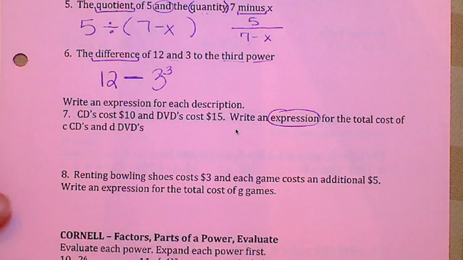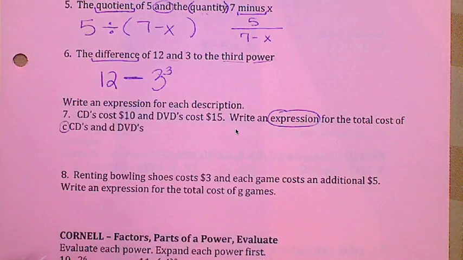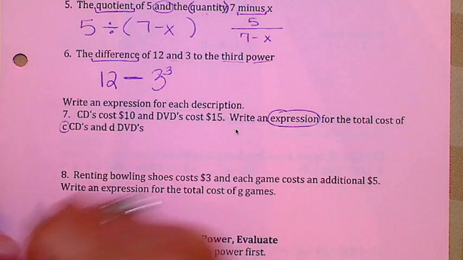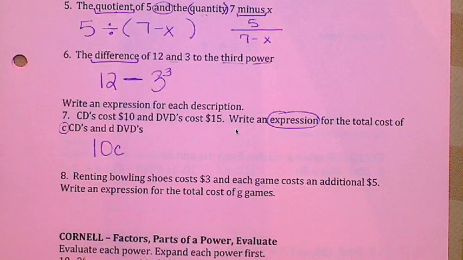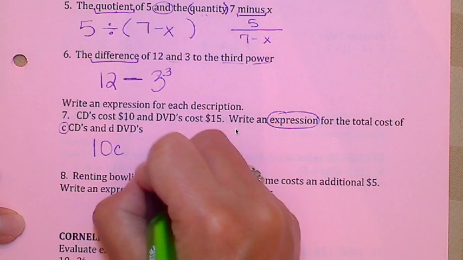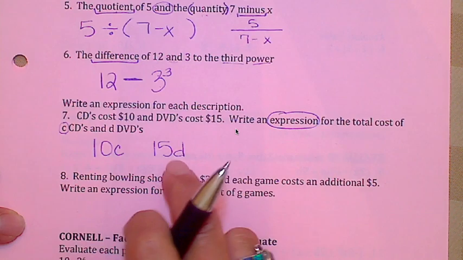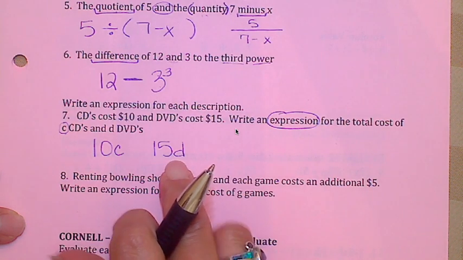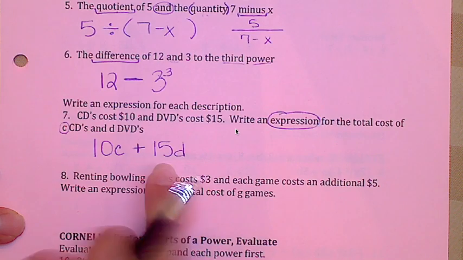So of course, if each CD costs $10 and we're buying C CDs, we don't actually know how many, we would have to take $10 and multiply that by how many CDs that we buy. And we do the same thing for the DVDs. Each DVD costs $15, and we'd have to multiply $15 times the number of DVDs that we buy and add those two together, and that would be the expression for the total cost.